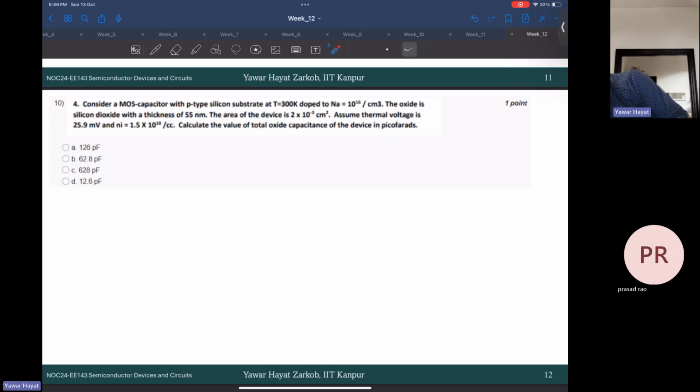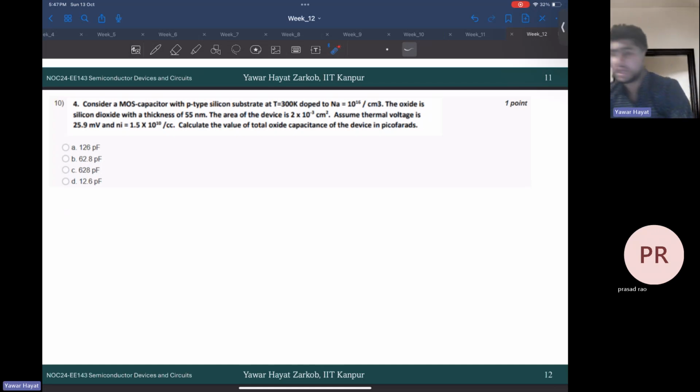It's doped to Na equal to 10 to the power 16 per centimeter cube. Okay, this is your Na, acceptor type doping, 10 to the power 16 per centimeter cube. And the oxide is silicon dioxide with a thickness of 55 nanometer.